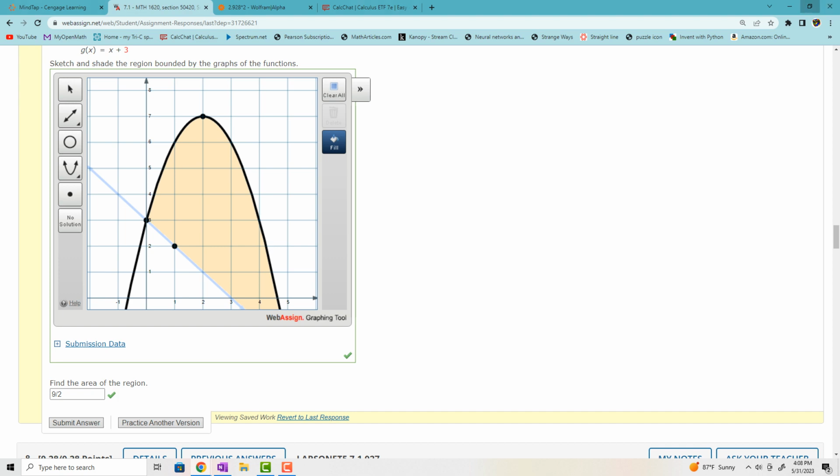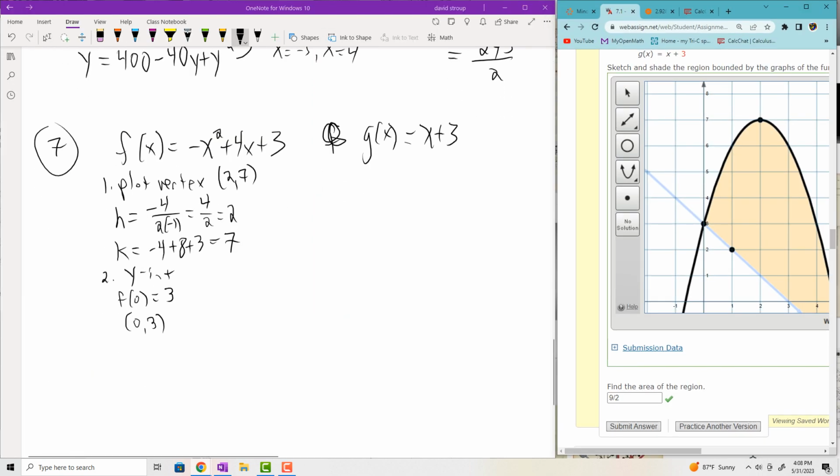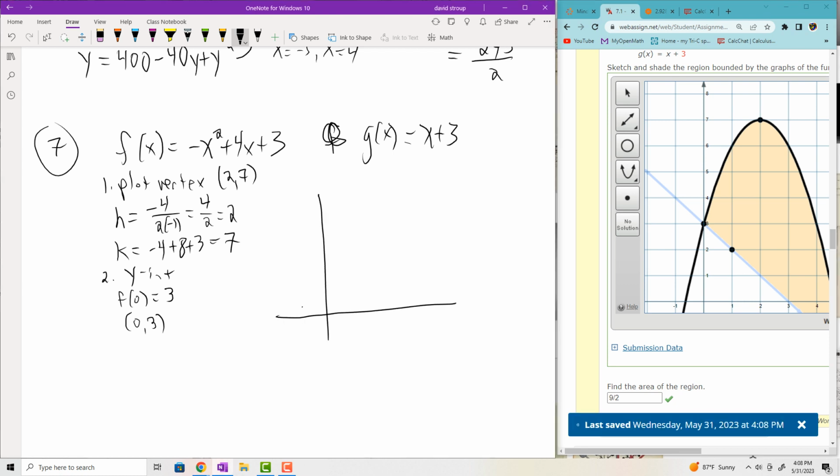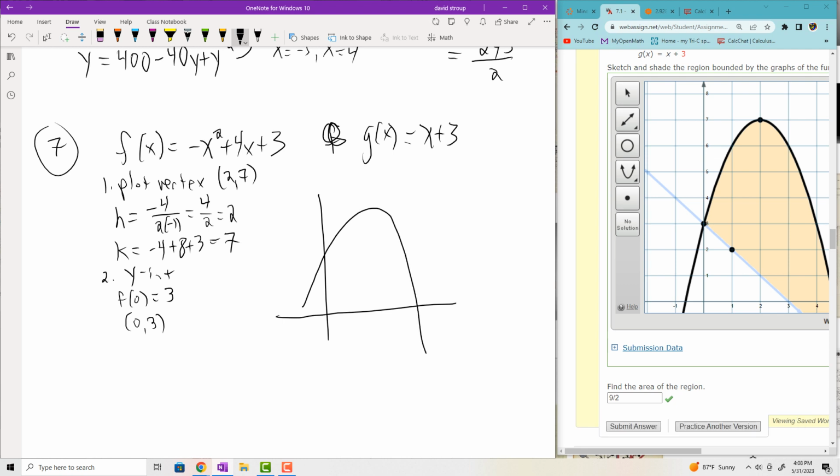Okay, so it's a little tricky, I know. Do the best you can. Okay, so anyways, for this problem then we need to find the area as well. So it kind of looks like this.